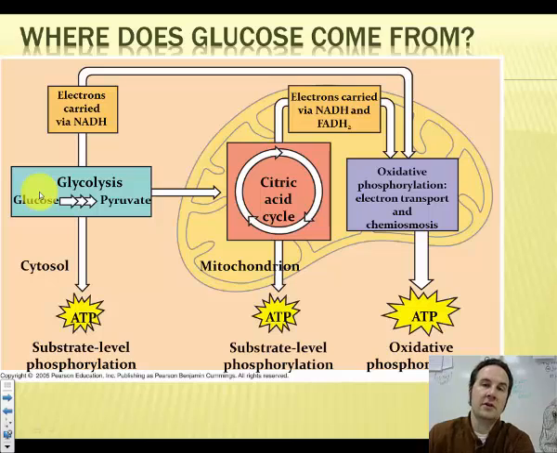And that's the question we're going to answer now. So where does the glucose come from? Glucose is what is driving all of cellular respiration to make a metric butt ton of ATP. Where does that glucose come from? If this is what is powering every living thing on planet Earth, including us, where does it come from? How do we make glucose?